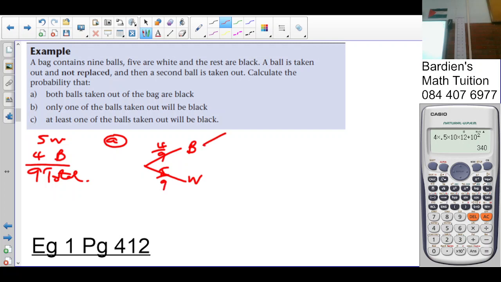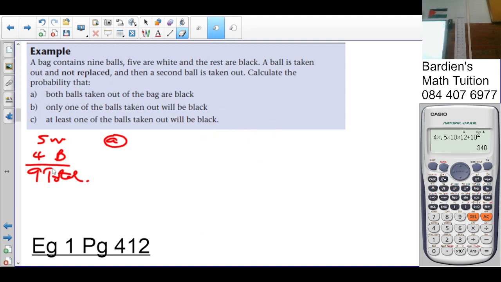Now, remember this ball is not replaced. If the first ball drawn is black, what is the probability of you drawing a black ball again? No, it can't be 4. It will be 3 out of 8, because there is one less black ball and one less ball in the bag. But what is the probability of the white ball on your second draw, if you had drawn a black ball first? 5 out of 8. Do you understand?